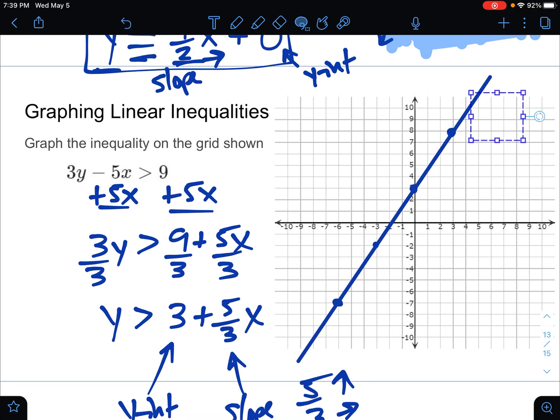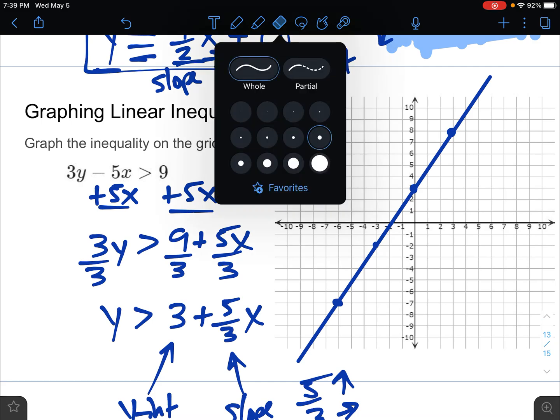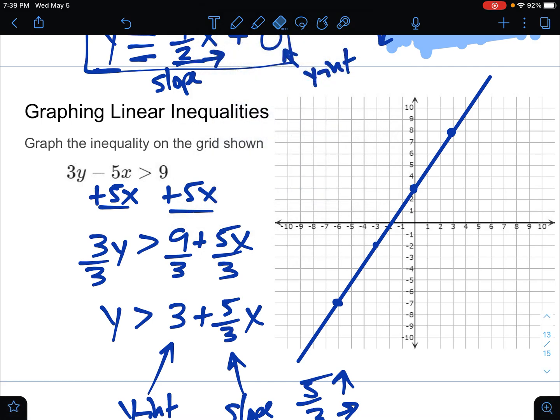But for this one, it's actually going to be a dashed line, because as you can tell, it's not equal to. It's y's that are greater than, but not equal to. So I'm going to use my eraser tool and erase it so it looks dashed. You can do the same thing with a pencil. That makes a dashed line, still with arrows on the ends.